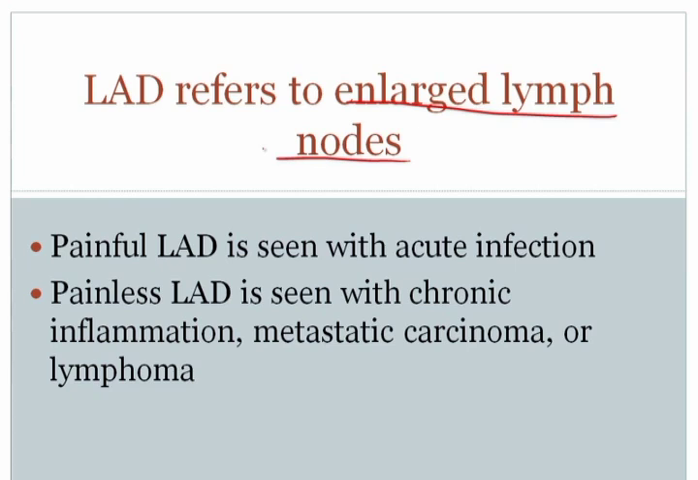At the same time, it is also possible to develop a painless lymphadenopathy, and the differential diagnosis for painless lymphadenopathy includes chronic inflammation. So for example, autoimmune diseases often have painless lymphadenopathy associated with them. Metastatic carcinoma. If carcinoma spreads to a local lymph node, it's usually painless enlargement of the lymph node that occurs. For example, if a woman has breast cancer and it spreads to the axillary lymph nodes, the axillary lymph nodes become enlarged, and that's usually painless.